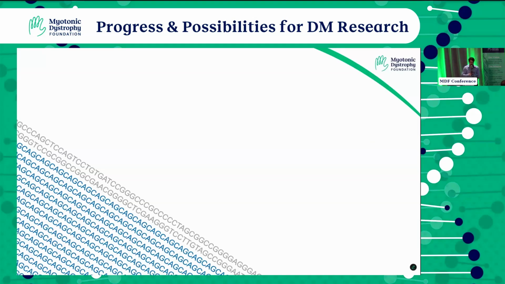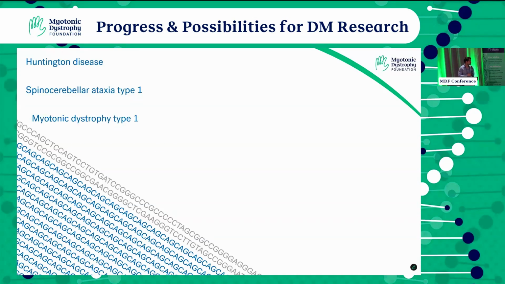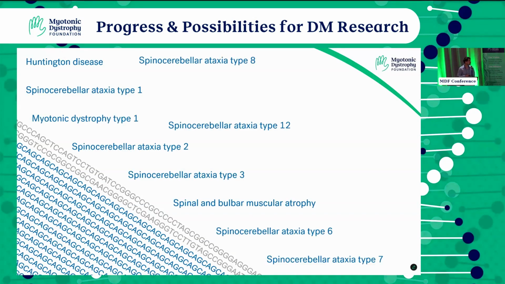So there are a lot of different expanded repeat disorders, which can be induced by different DNA repetitive sequences. I won't go into details for all of them, but today I'll be a bit more focused on repeat disorders induced by CAG repeats. So there are about 15 repeat disorders induced by CAG repeats.